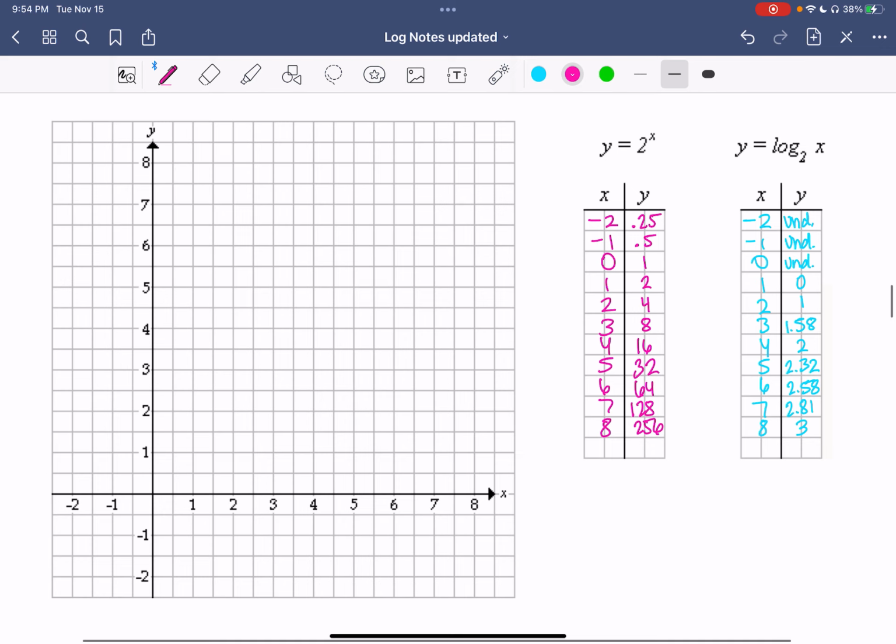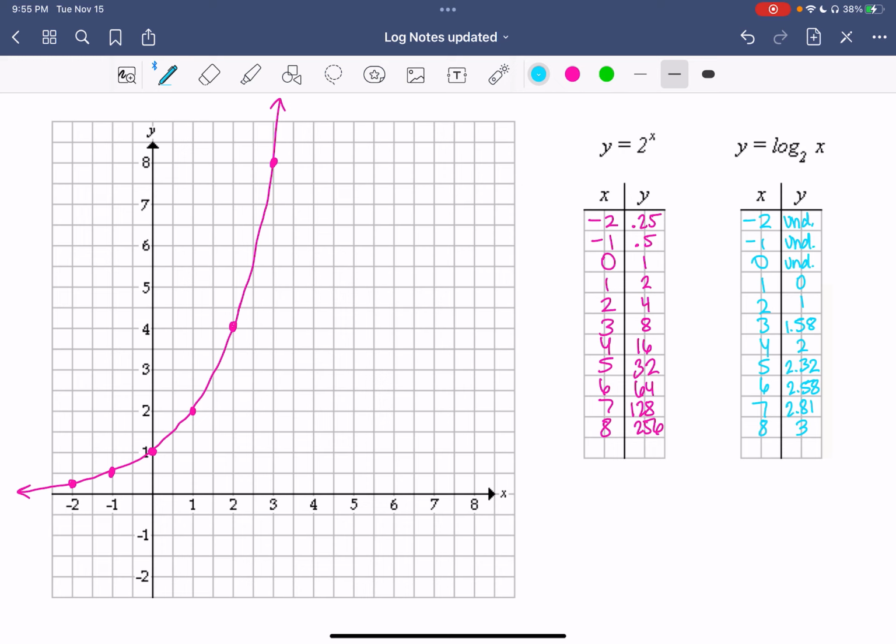Okay, so negative 2 at 0.25 will be like right here. Or in the center. Negative 1 will be at positive 0.5. 0 is at 1. 1 is at 2. 2 is at 4. 3 is at 8. And then after that, I don't have space anymore. But I'm going to connect my points so I can draw the graph. And then this does go on forever, so make sure you're putting arrows on either side of the graph.